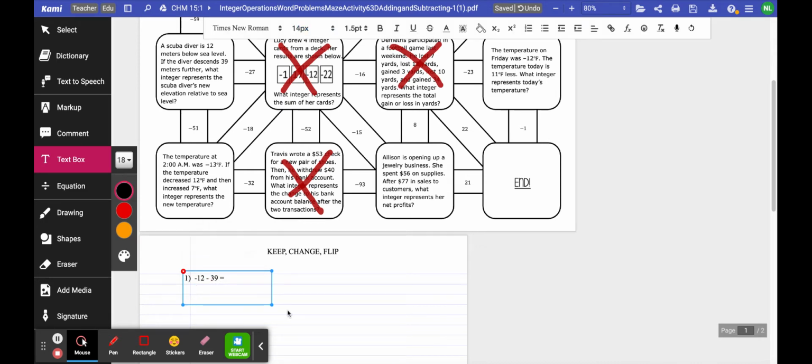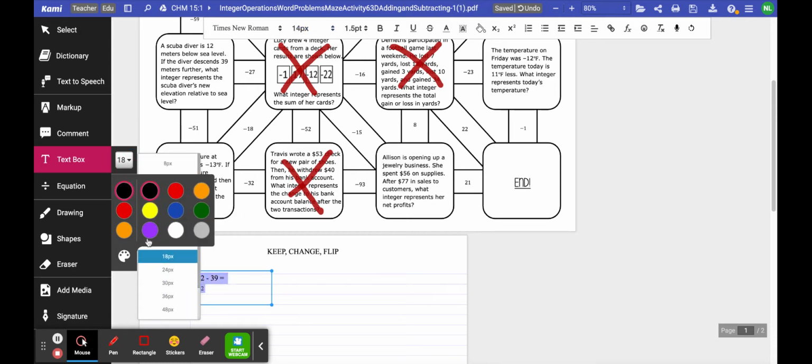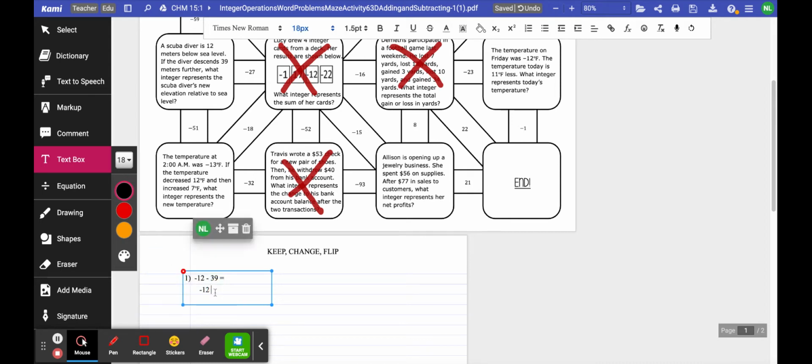So when I'm making this into an addition problem, I keep the first digit. Ooh, that should be a lot bigger. I'm not really sure why that didn't stick to 18. There we go. I'm going to keep it. I'm going to change it from subtraction to addition. And I'm going to have to flip the last number.